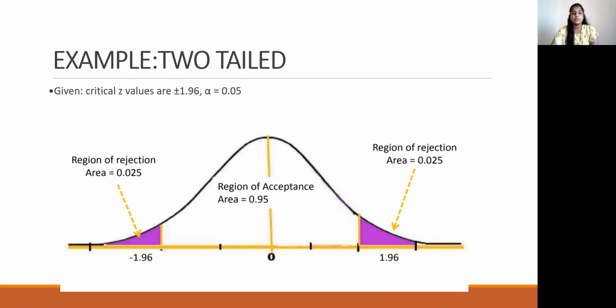Example of two-tailed. Given critical Z values are plus or minus 1.96, alpha equal to 0.05, and the region of acceptance area is equal to 0.95. And here region of rejection area is equal to 0.025. The right hand side is 1.96. The region of rejection area is equal to 0.025 and the left hand side is minus 1.96.